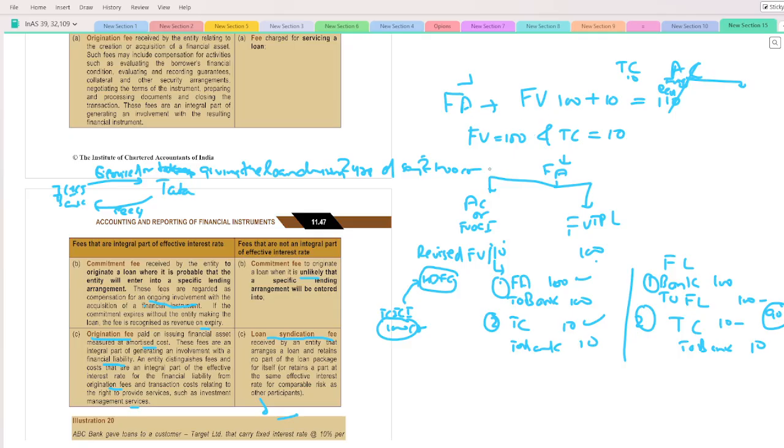And for FVOCI also that will be added, and for FVTPL products it will not be added. It will be directly charged to the P&L. And for the financial liability at amortized cost it will be deducted. The reason why it is deducted is that when the financial liability is created, the transaction cost is debited, so both are in the opposite direction. That's why it will be deducted. But in the financial asset, both are in the same direction, like the debit, so it will get added.